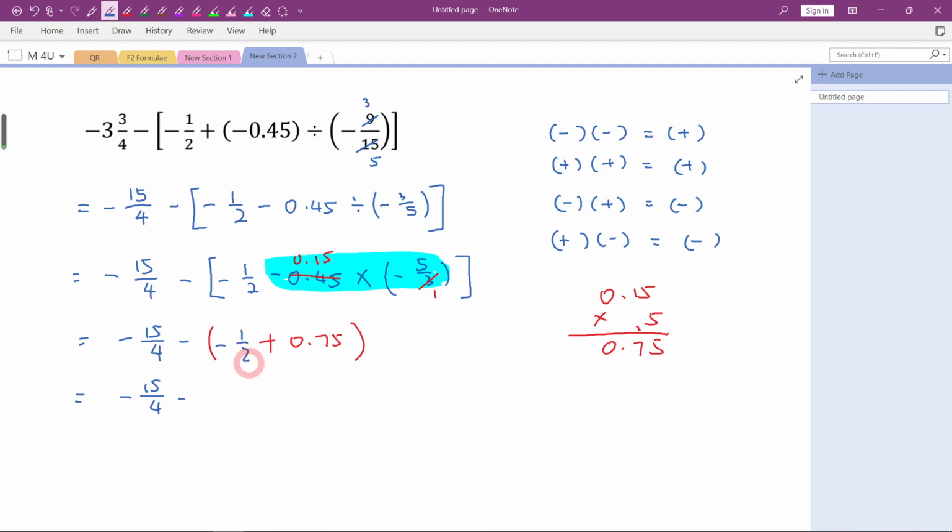How about let me change this one to decimal first. Negative 0.5 plus 0.75. Copy the negative. Do this part first. Okay, now you have another problem. Negative 0.5 plus 0.75. So can you get the answer without using a calculator?